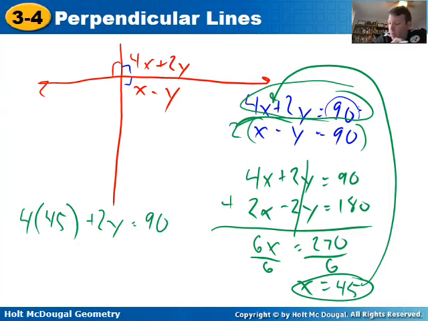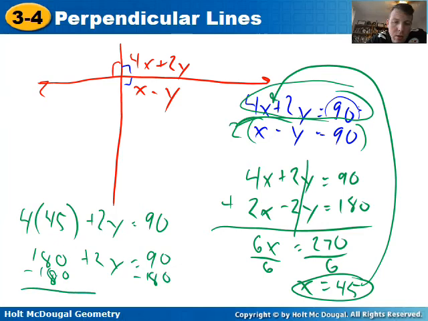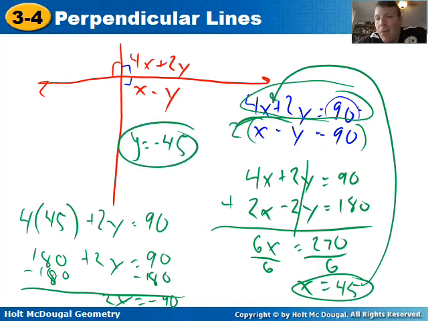So we got 4 times 45, which is 180, plus 2y equals 90. So you subtract 180 from both sides. You get 2y equals negative 90. That means that y is going to be negative 45. Well, you may say, wait, Hostetler, I can't have a negative number there. I mean, it doesn't make any sense. Well, let's plug it back in and see if it works.